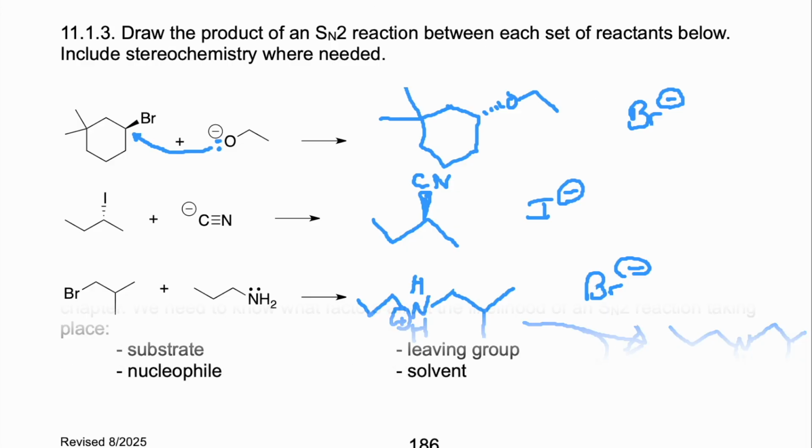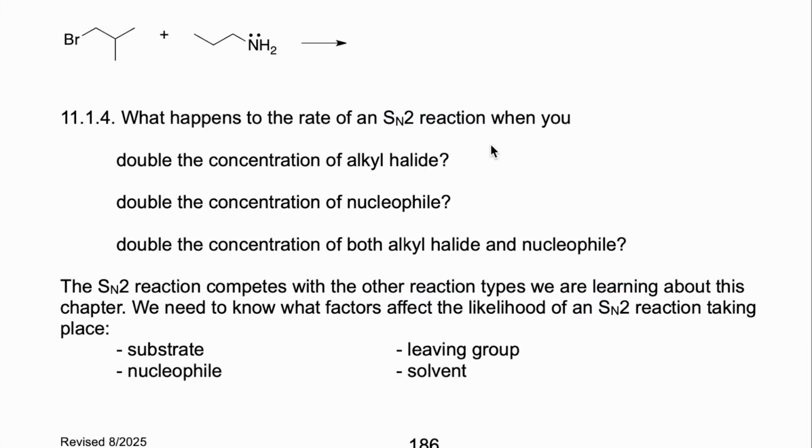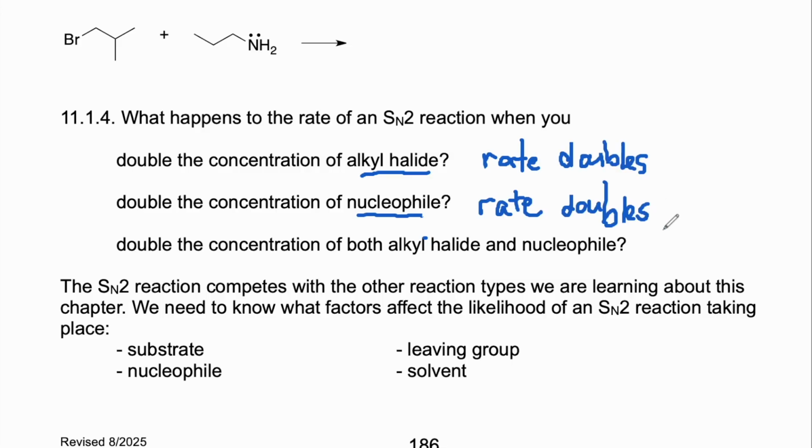So just to go over the kinetics of this, since both the alkyl halide and the nucleophile are part of that rate limiting step, when you double the concentration of either one of those, the rate will double. If you doubled the concentration of both, then the rate would quadruple. So it would be 4 times as high, because you're doubling the concentration of the nucleophile and you're doubling the alkyl halide.